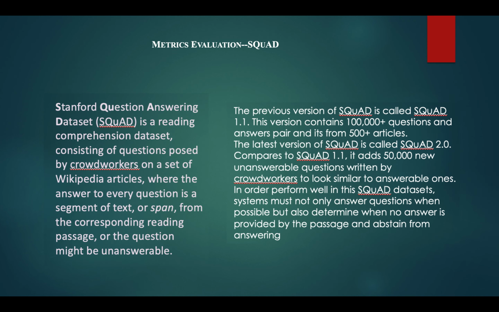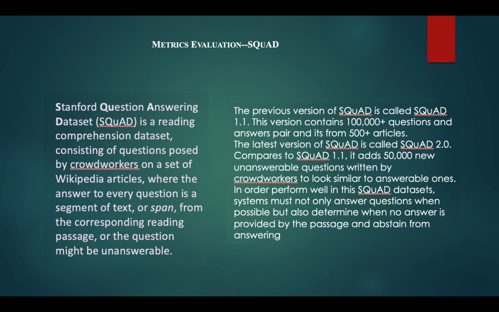communities. So I use the dataset called SQuAD in my project, and it stands for Stanford Question Answering Dataset. It's a reading comprehension dataset consisting of questions posted by crowd workers on a set of Wikipedia articles where the answer to every question is a segment of text or span from the corresponding reading passage, or the question might be unanswerable. The previous version of SQuAD is called SQuAD 1.1.